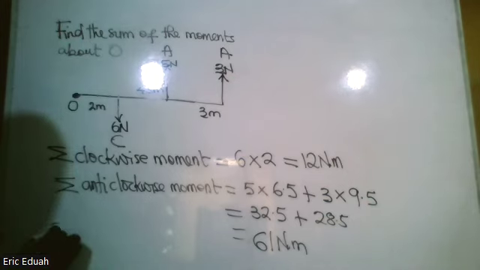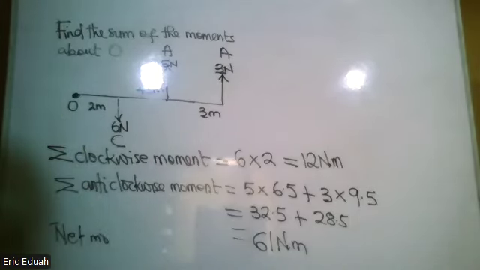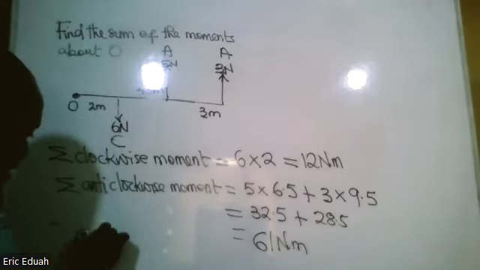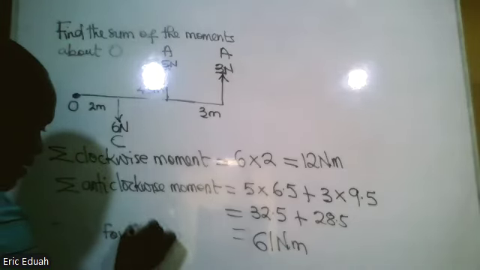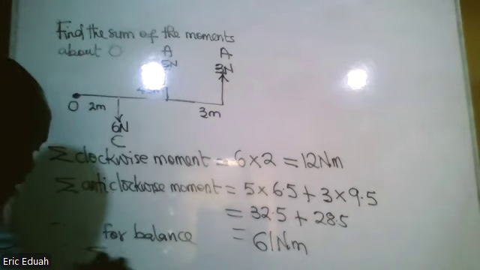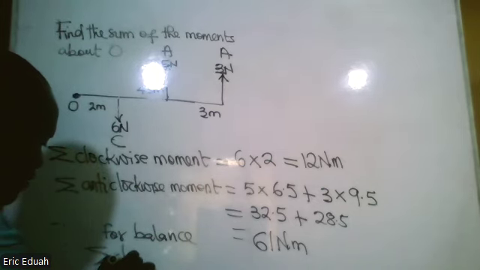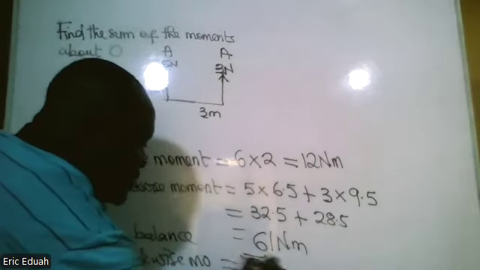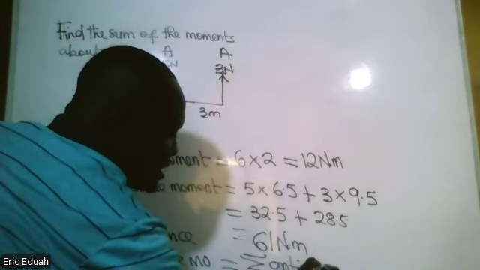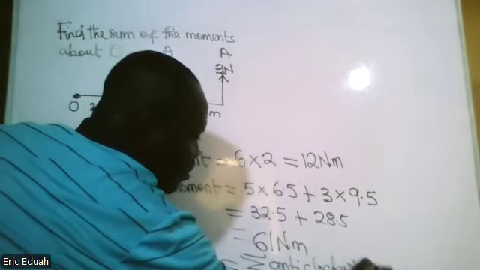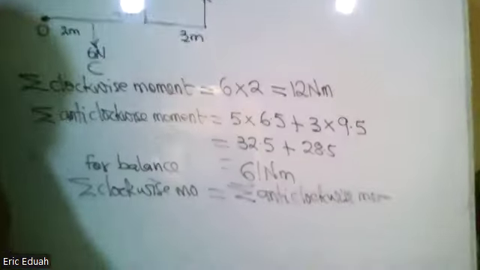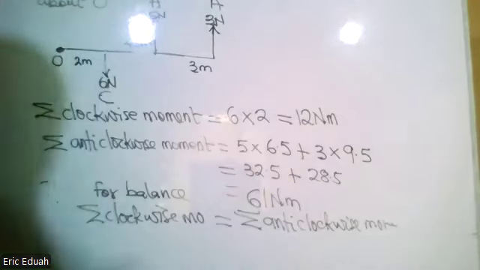The net moment is that, you see, we are saying that the principle must be that for equilibrium or for balance, summation clockwise moment must be equal to summation anti-clockwise moment. And look at them. This is greater than the clockwise moment.